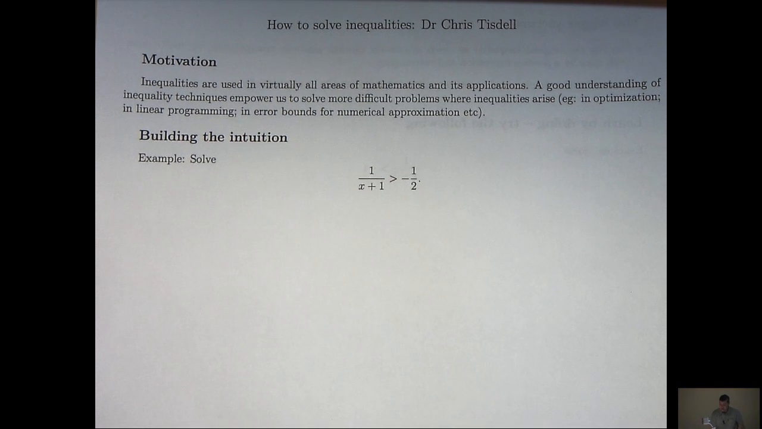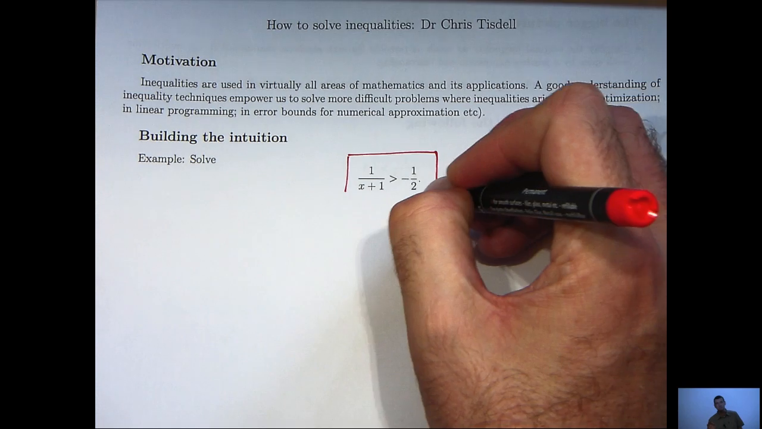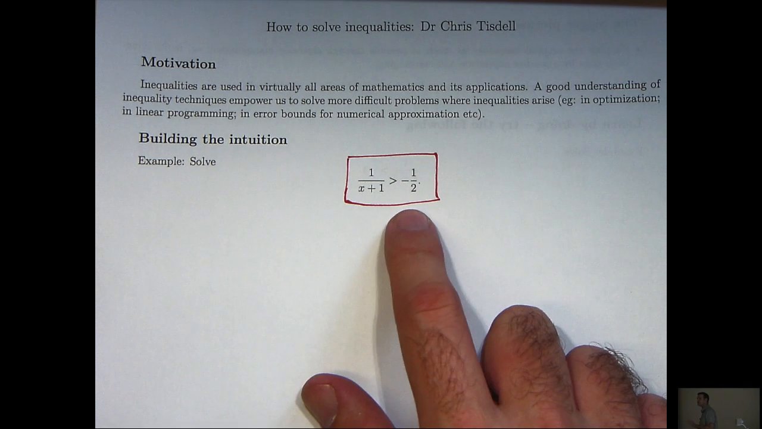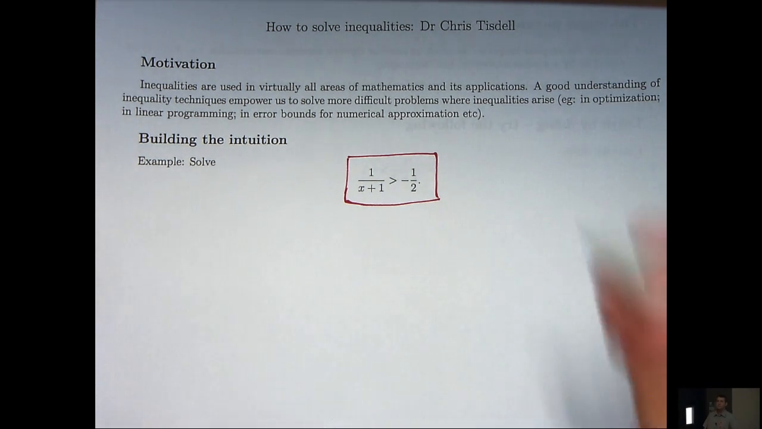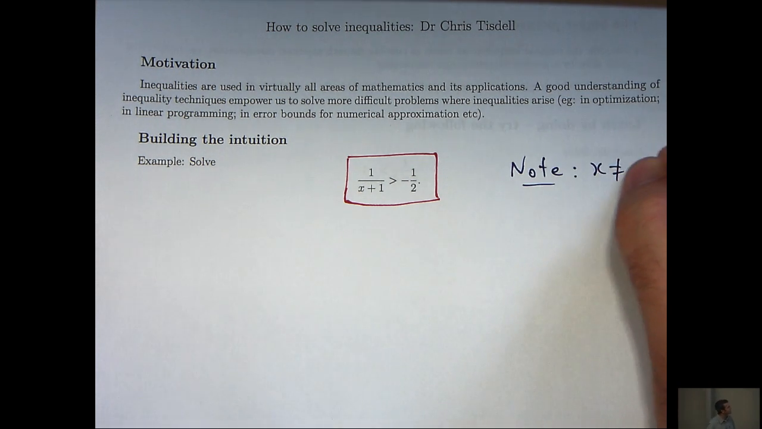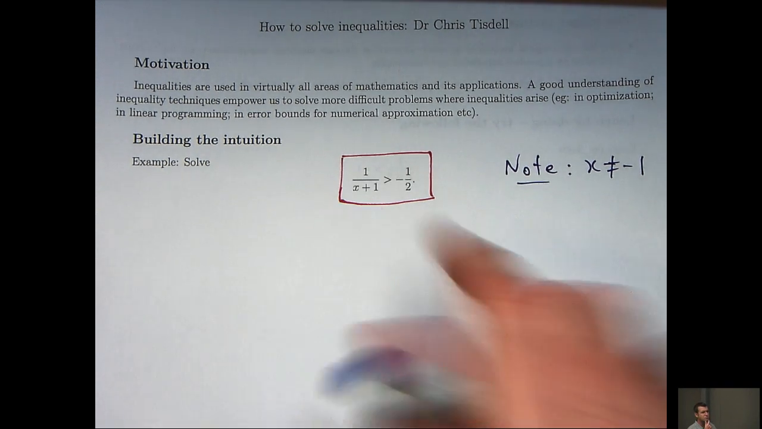So, for example, this might be in optimization, in linear programming, in numerical approximation of solutions to equations with error bounds, or in areas of engineering. But let's just do a simple example first off and build our intuition a little bit. So here's the problem. We're asked to solve this inequality for x. Now, the first thing we note is that we exclude the point x equals -1 because we're dividing by 0.